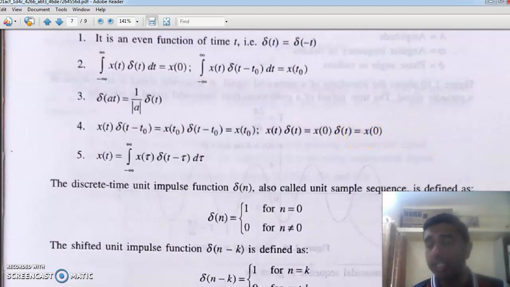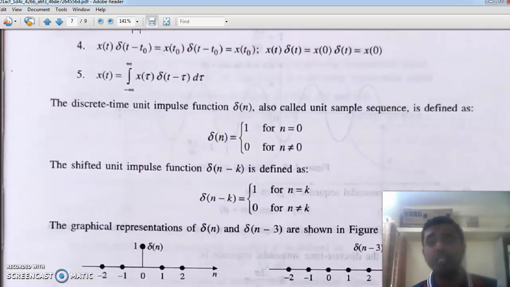Now we'll go to the digital impulse. The digital impulse is very simple, nothing complicated like the analog signal. That is, delta of n equals 1 for n equal to 0, otherwise it is equal to 0. That is, it has only one value, at n equal to 0, with a height of 1. No other samples have values. All other samples have 0 values.